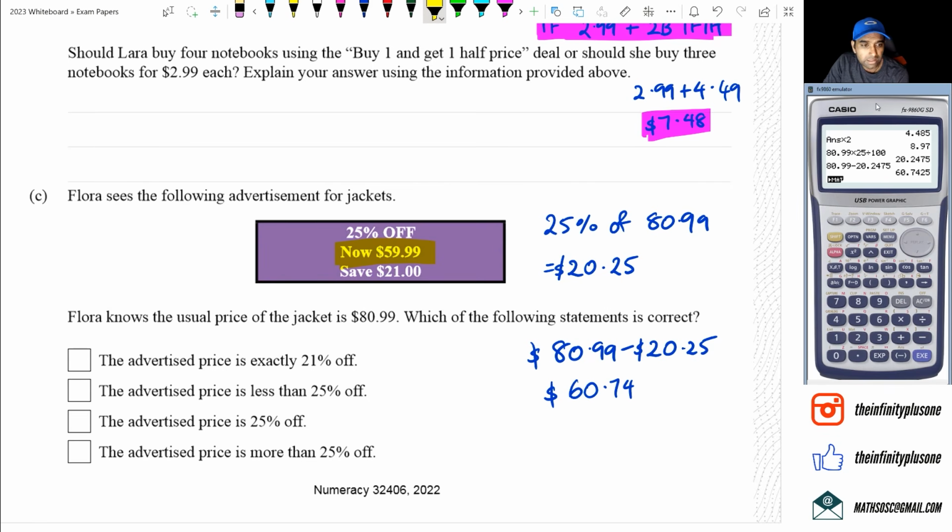So if we have a look at the four statements to see which is correct: Advertised price is exactly 21% off. Oh, that's not true. Advertised price is less than 25% off. That's not true, because obviously they're actually giving out a much higher discount than 25%. So we can go straight to the last little checkbox, and we can tick off that it's actually more than 25%. Cool. Let's go to the next question.